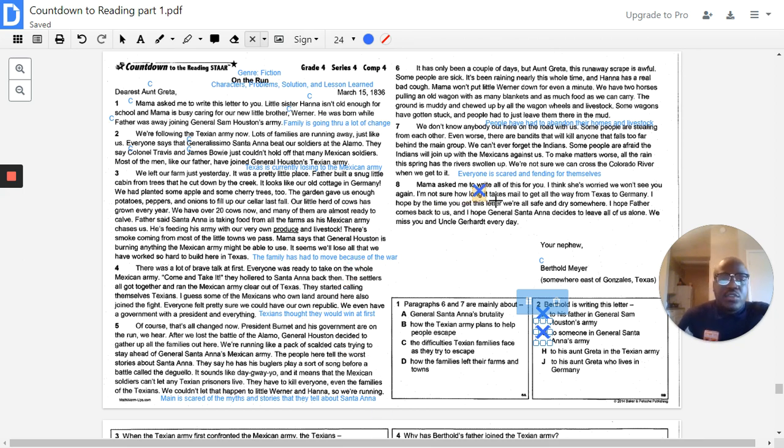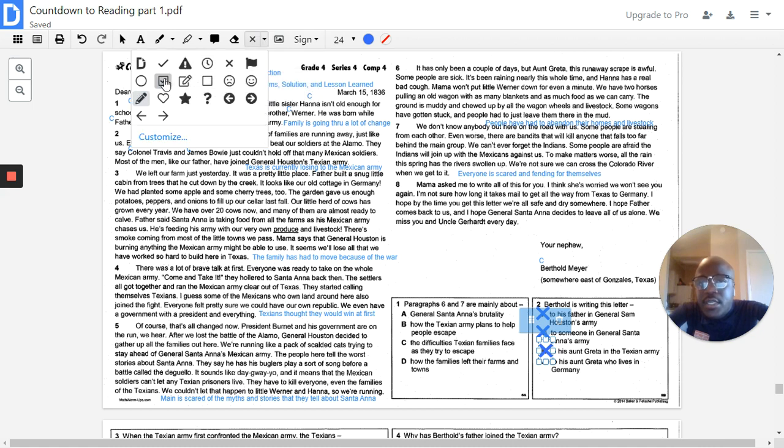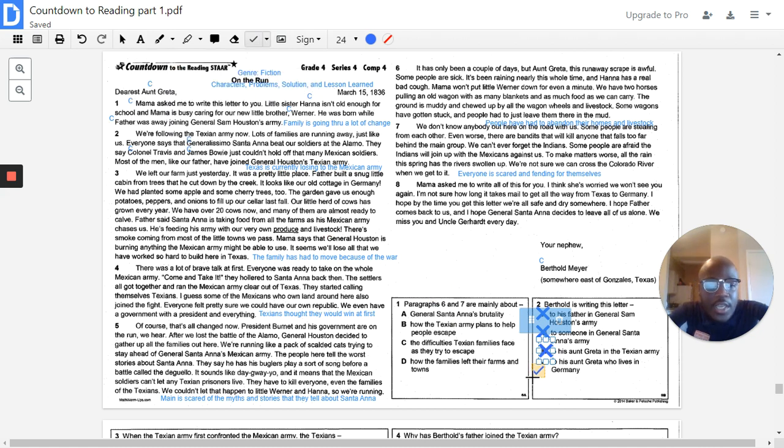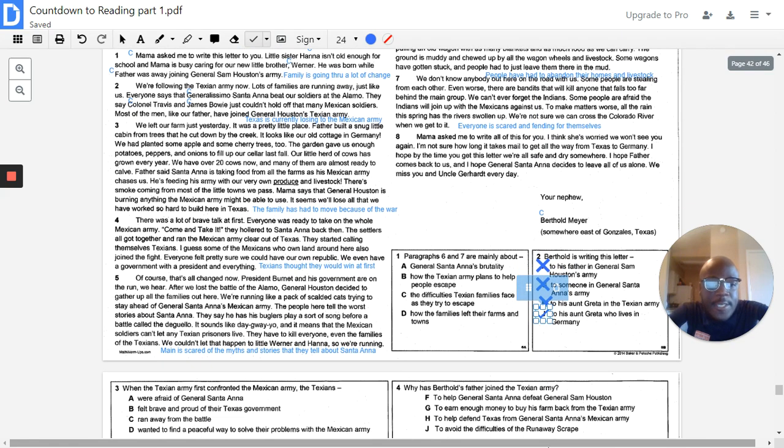Well, if we scroll all the way down to the end, paragraph 8, we see that he mentions that the letter has to get from Texas to Germany. So we can cross out his Aunt Greta who's in the Texian army, and correctly select answer J, his Aunt Greta who lives in Germany.